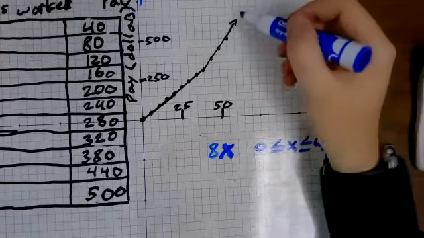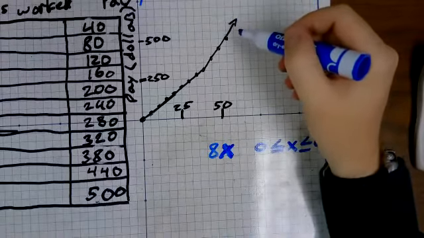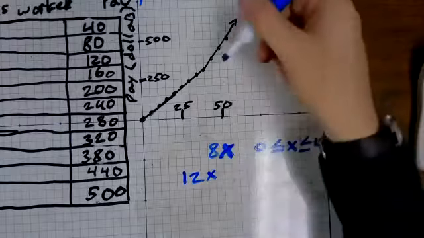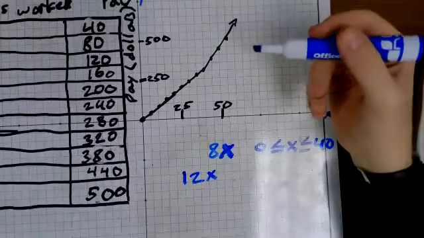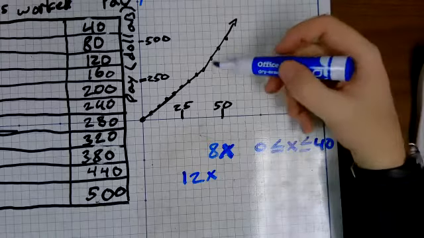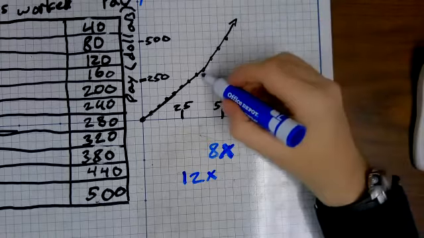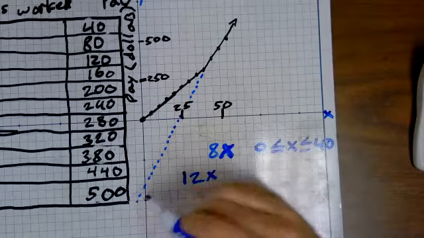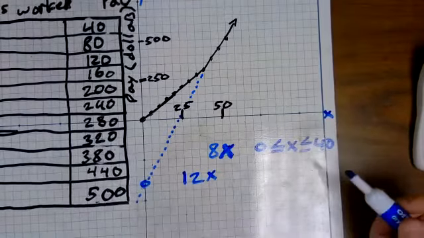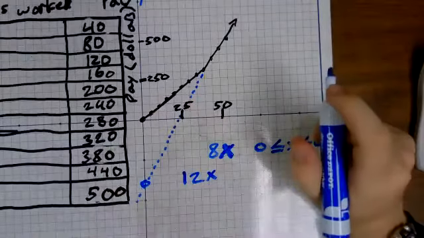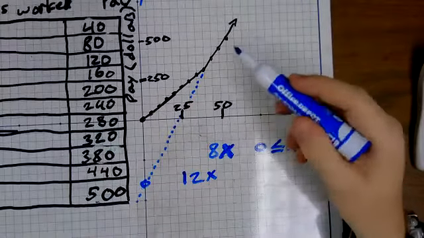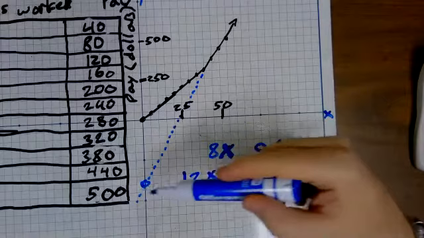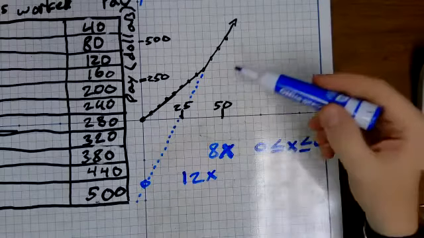But what about this section? Well, for this section, it has a slope of 12. But what about its y-intercept? I don't see a y-intercept here. Well, to find the y-intercept, we can extend it until we find where it would have had a y-intercept. And then we see where that y-intercept is. Make sense? Now, on this hand-drawn thing, especially in this hand-drawn thing, it's kind of hard to tell exactly where this y-intercept is. So we might have to do a little bit of math here.